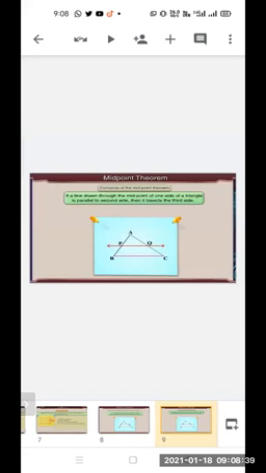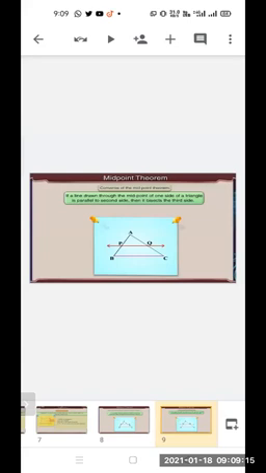Here a line is drawn, you can look at the figure, through the midpoint of one side. If you consider AB as one side, P is the midpoint of segment AB. The line is parallel to the second side, BC, then it bisects the third side AC. What does bisect mean? Divides equally. Here segment AQ is congruent to segment CQ.